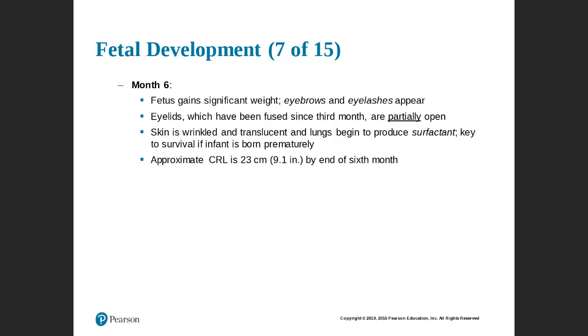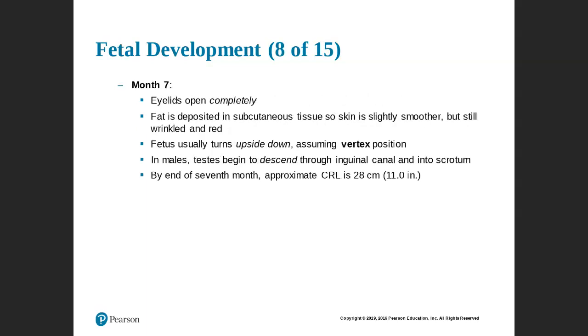CRL means crown rump length. It's the distance between the crown and the rump, so the distance between the crown, the cephalad, and the tail.